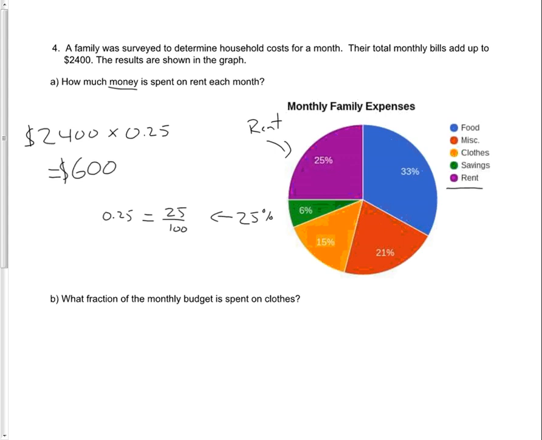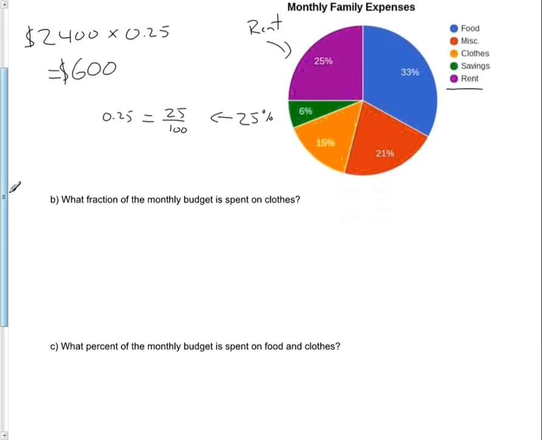As we continue and look at part 4B, it says what fraction of the monthly budget is spent on clothes. Well, we know that pie charts are out of 100%. So I know automatically that my total percentage of all the money that's spent is going to total up to 100% of the money. So 100% is going to be my whole. That's the bottom number, the denominator. So I want to figure out how much money is spent on clothes. Well, clothes is right here, and clothes is 15%.